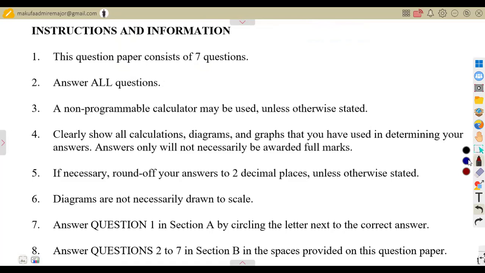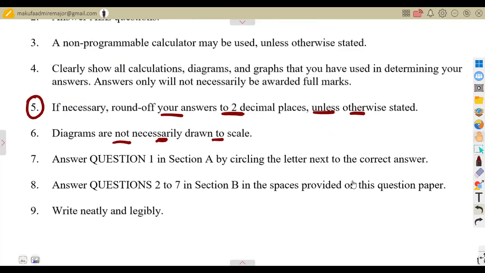Okay, so this is what is important, guys. Consider that for any degree of accuracy, if necessary, round off your answers to 2 decimal places unless otherwise stated. Also, the diagrams are not necessarily drawn to scale, meaning that for every diagram you're given, do not measure, because it's not given to scale. It's just a diagram. All right, let us quickly rush through the questions we are given.